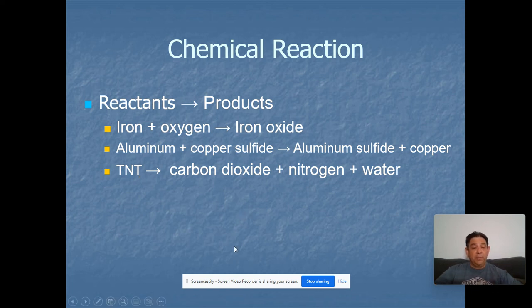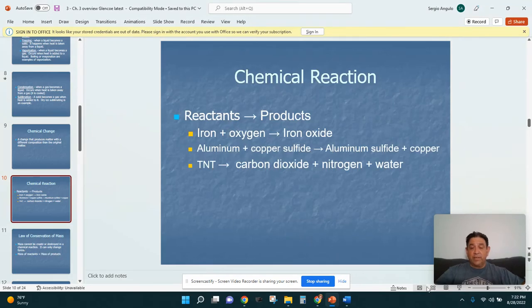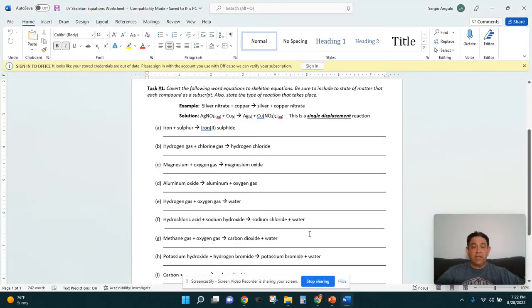Okay. Here's some more examples of chemical reactions. I have a whole bunch of them. Iron plus sulfur equals iron 2 sulfide. So grams of iron plus grams of sulfur, whatever the total mass there, should equal the grams of iron sulfide. We can pick any one of these. Hydrogen gas plus oxygen gas goes to form water. So take the grams of hydrogen plus the grams of oxygen. That should give you grams of water.